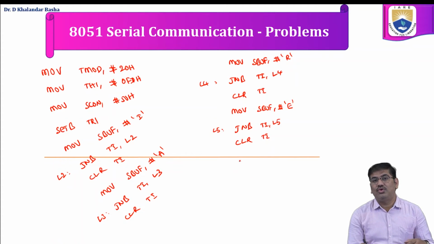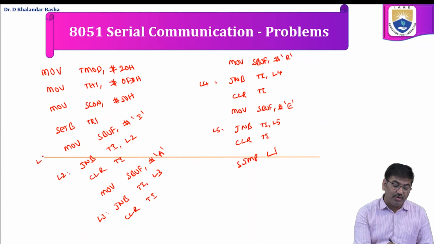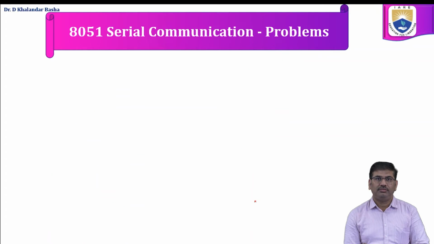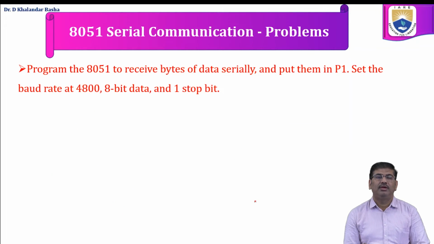Then if I want to execute this repeatedly, simply write SJMP L1, where L1 is loading the first data again. So this will be executed repeatedly. So this is the program for transmitting IARE continuously through the serial port at a standard baud rate of 9600. Now I will move to the next program.